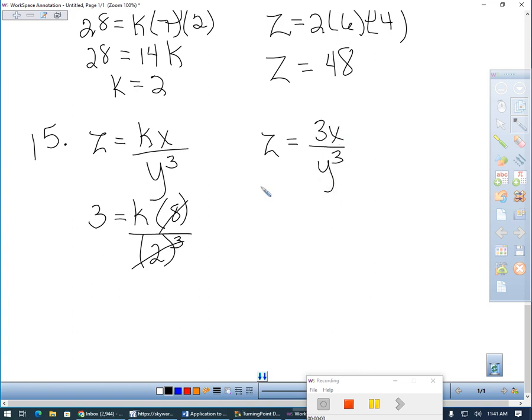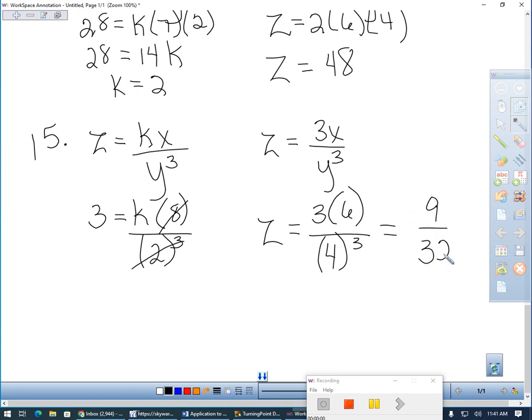Now again, we're going to plug in 6 for x and 4 for y. So z equals 3 times 6 over 4 to the third. Or in this case, 9 over 32.